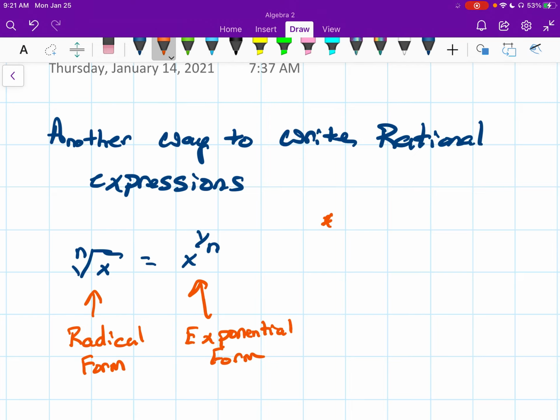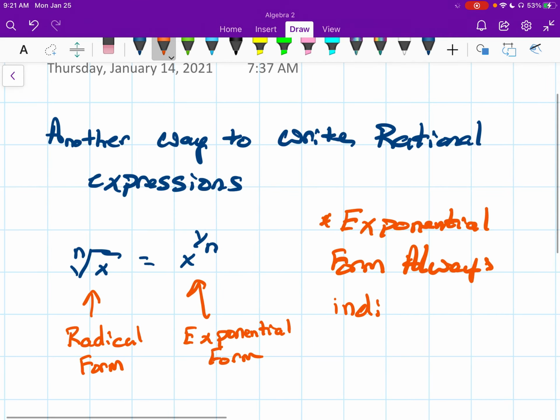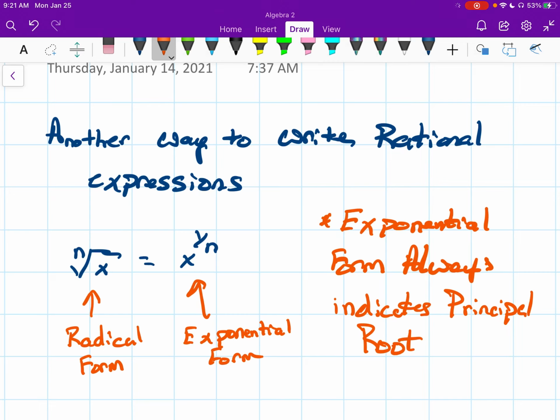Right. The note that we need to say here is that exponential form always indicates principal root. So we're always going to be talking about the positive root there, right? The easy root, the root that you would normally think about.